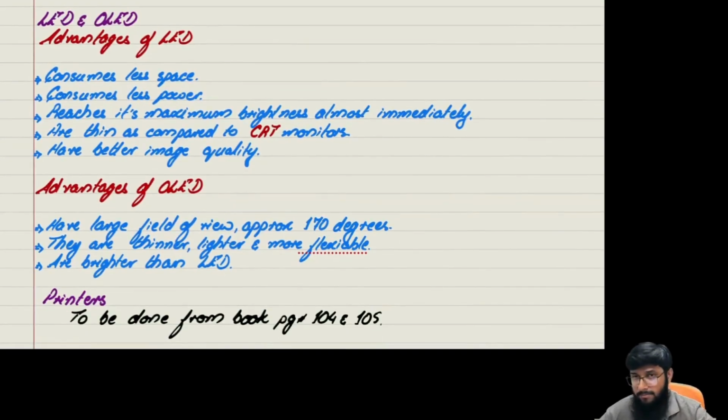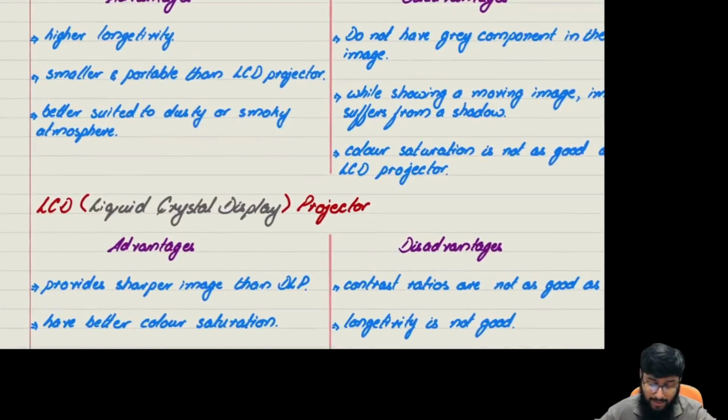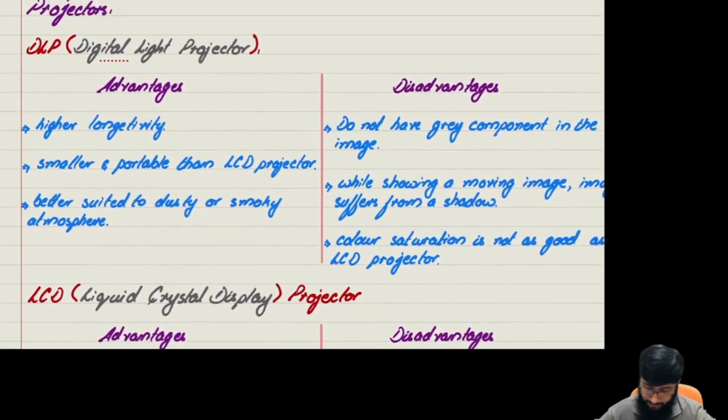Now printers we will be doing in the next video. Right now we will be coming up towards the projectors. Projectors are again output devices. They just project the data, or you may say project the image, on a wall or wherever you want to project that thing.